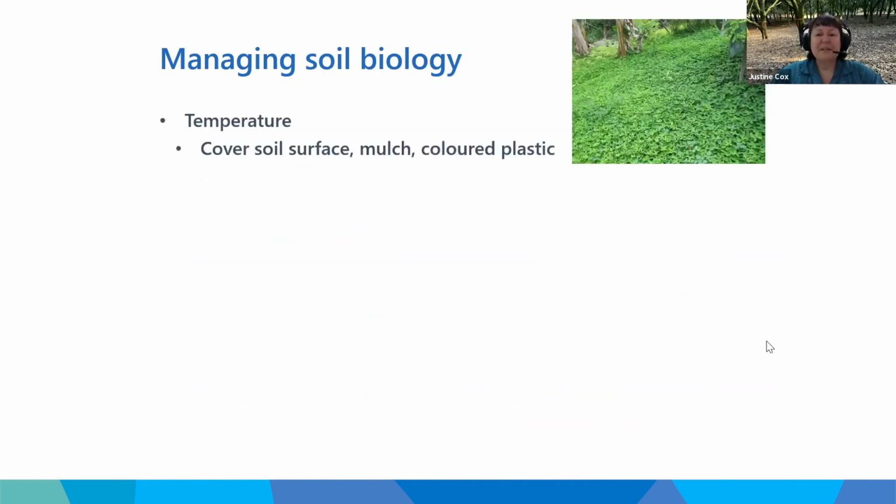Temperature. Sometimes we can't do too much about it, but we can cover the soil surface. We can do that with either plants or mulch. In some horticulture, you try different coloured plastics to change the temperature underneath.